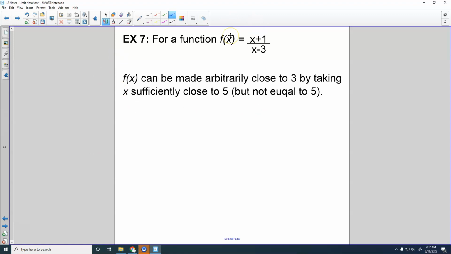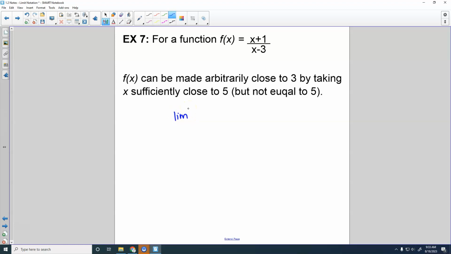Okay, these are a little trickier because of the wording of it. So for this function, x plus 1 over x minus 3, f of x can be made arbitrarily close to 3 by taking x sufficiently close to 5 but not equal to 5. So this arbitrarily close by taking x sufficiently close, you're talking about x is approaching something, it's becoming sufficiently close, and your f of x or your y is becoming arbitrarily close. So you're talking about approaching, like me approaching the cabinet, right? So that should tell you you're dealing with a limit, because it doesn't say limit anywhere here, right?